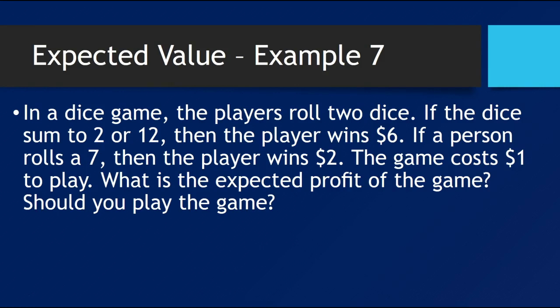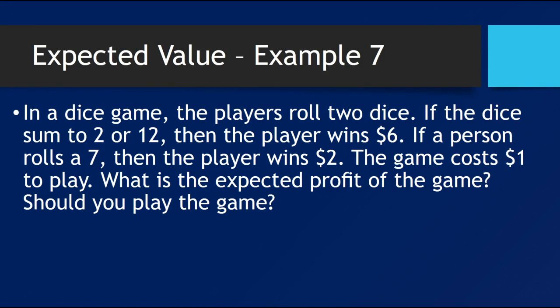If the dice add to 2 or 12, then the player is going to get paid $6. If the dice add to 7, so if your person rolls a 7, then the player is going to get paid $2. And then it says the game is going to cost $1 to play. So in other words, I'm going to pay the dollar. If the dice add to 2 or 12, I get 6, so I'll get my dollar plus 5 more back. If a person rolls a 7, then I get $2, so I get my dollar plus an extra dollar.